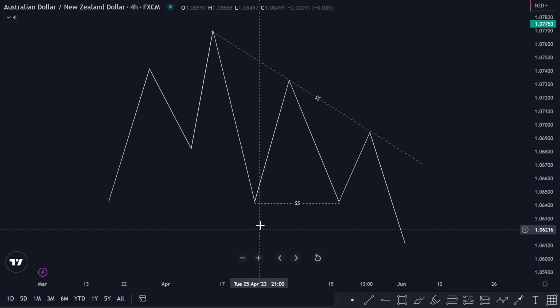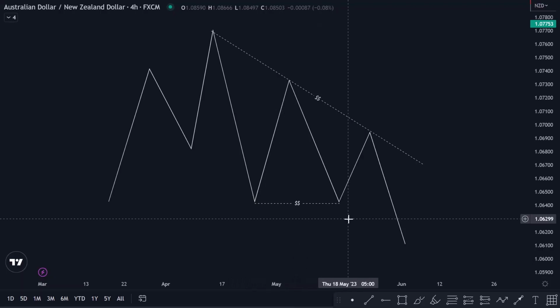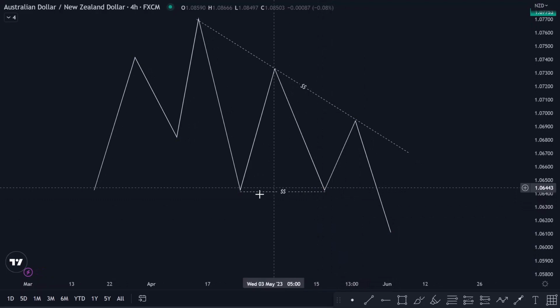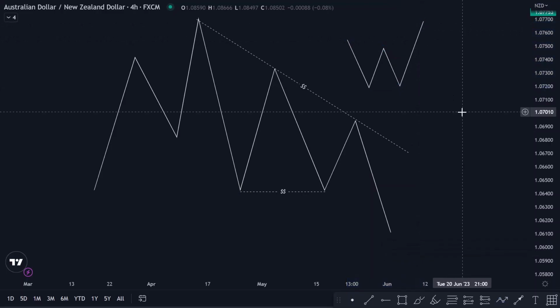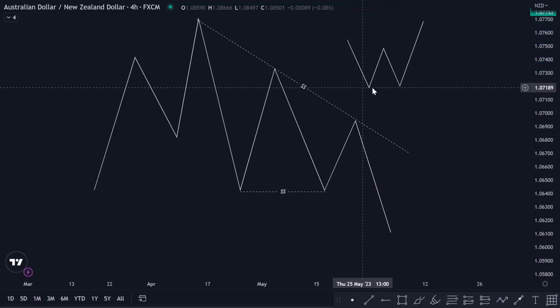The other pattern of liquidity is equal lows or equal highs. This is one of my favorite patterns, and when I enter a trade, I always target some equal lows or equal highs. Just make sure they don't need to be exactly the same. For example, we have those equal lows here. We can see that this one is a little bit lower than this one, which is totally fine. You can see here, that's what we need to see actually.